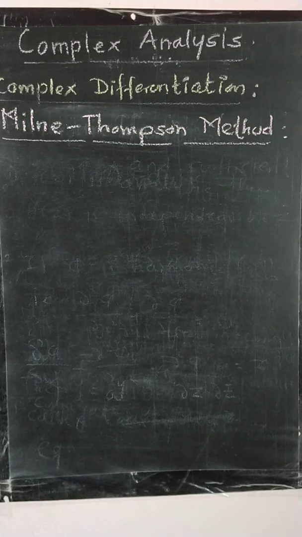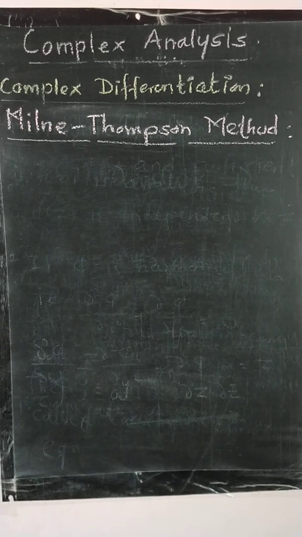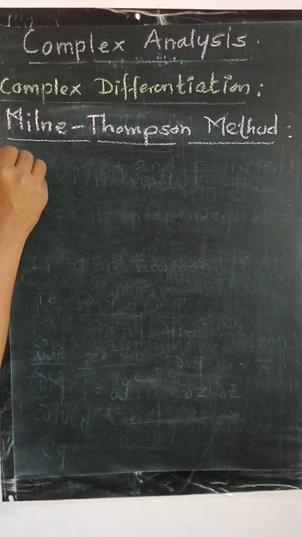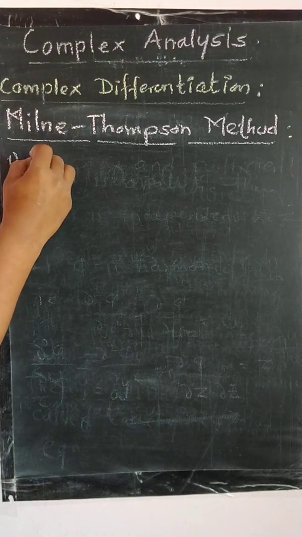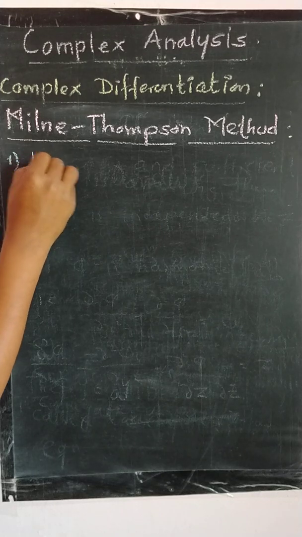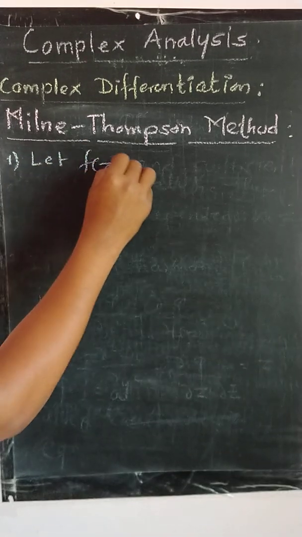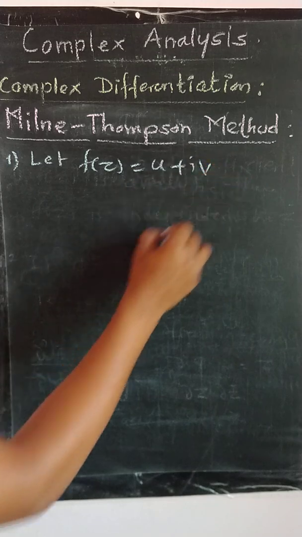Milne Thompson method. This method tells how to find a function f of z if its real part is given or if its imaginary part is given. So let us discuss this method in two parts. First is if f of z is of the form, let f of z is equal to u plus iv.